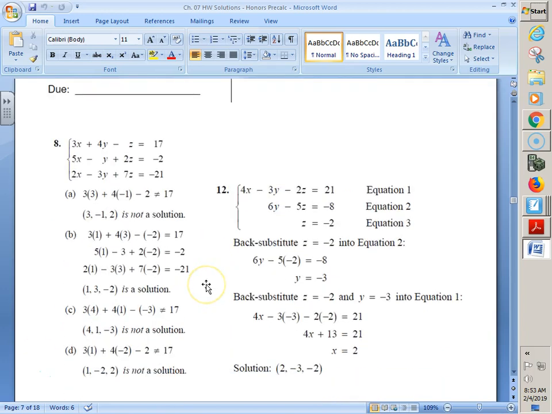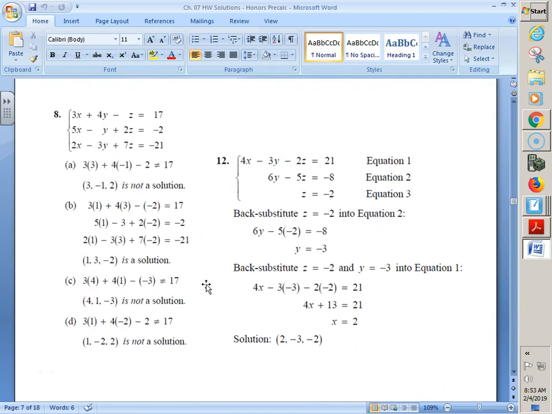Number 8. No, yes, no, no. Right? No, yes, no, no. Not a solution, is a solution, not a solution, not a solution. Number 12, final answer is, this is a consistent system with one answer. X is 2, Y is negative 3, and Z is negative 2.